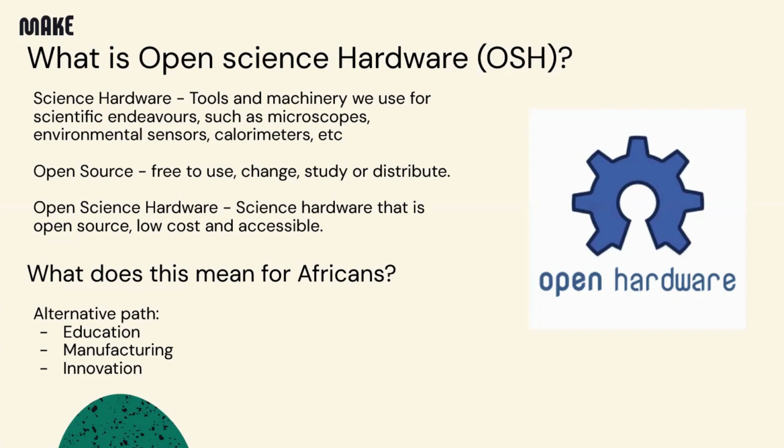It also creates an alternative path to manufacturing, where African creators and African makers can leverage open designs for prototyping and manufacturing new products, creating a more decentralized and distributed system of manufacturing. Thirdly, it also creates an alternative path to innovation. The open source nature of open science hardware lowers the barriers to accessing scientific tools and scientific designs, making it easier for individuals and organizations in Africa to experiment and to innovate without the financial burden associated with proprietary technology.